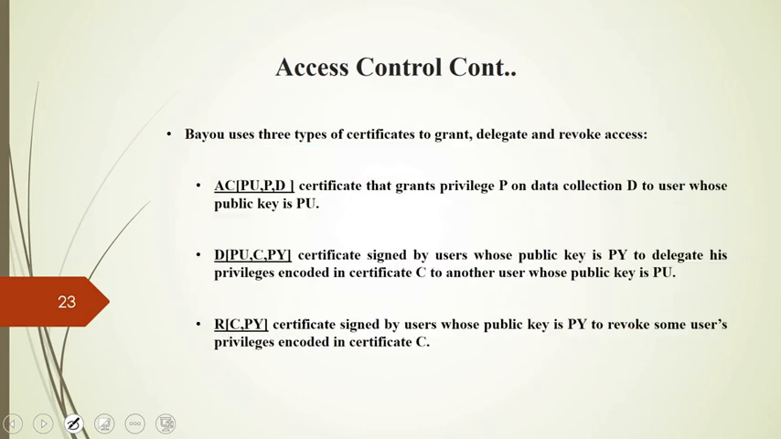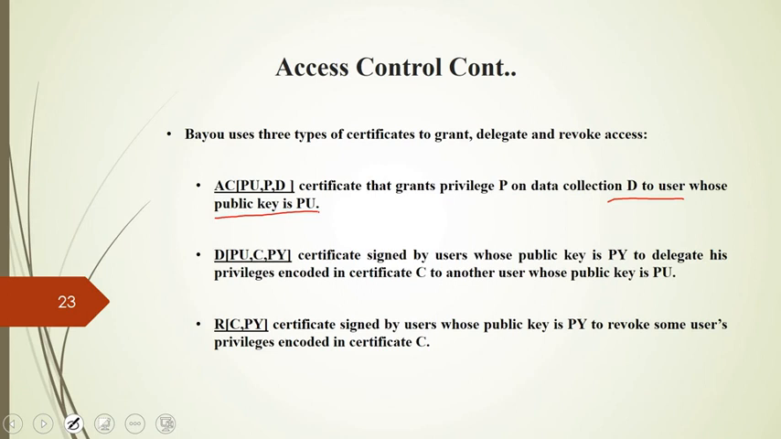Bayou also uses different types of certificates to grant, delegate and revoke access to a data collection. The AC certificate, AC PU P D, is the certificate that grants privilege P on data collection D to the user whose public key is PU. AC certificates are signed by the well-known signing authority.